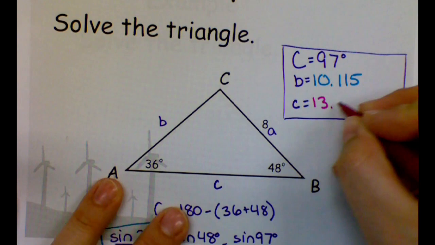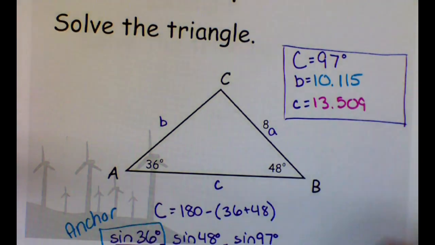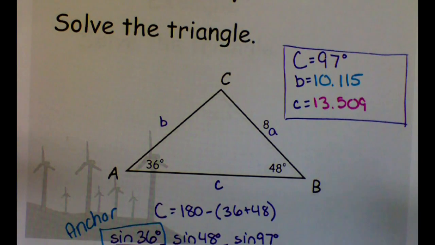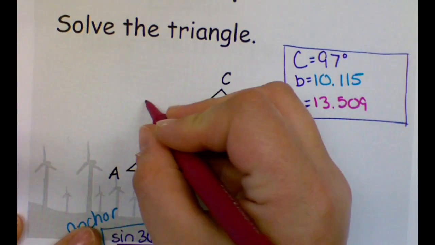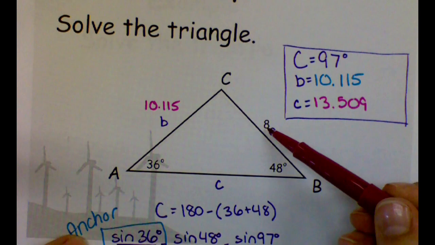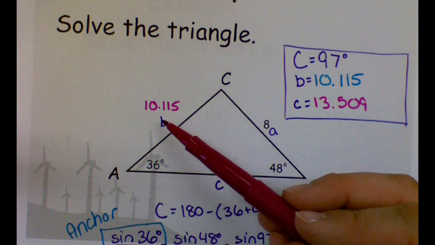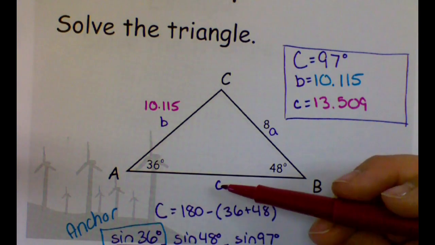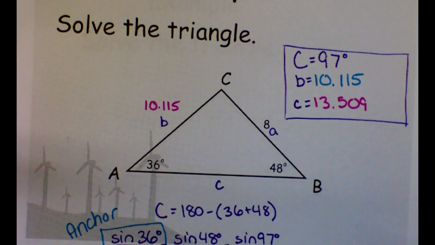Now a lot of people, when they have two sides, say, oh wait, can't I just use the Pythagorean theorem? So once I decided b was 10.115, couldn't I just say 8 squared plus 10.115 squared equals c squared? The answer there is no, because this isn't a right triangle. The Pythagorean theorem only works for right triangles.